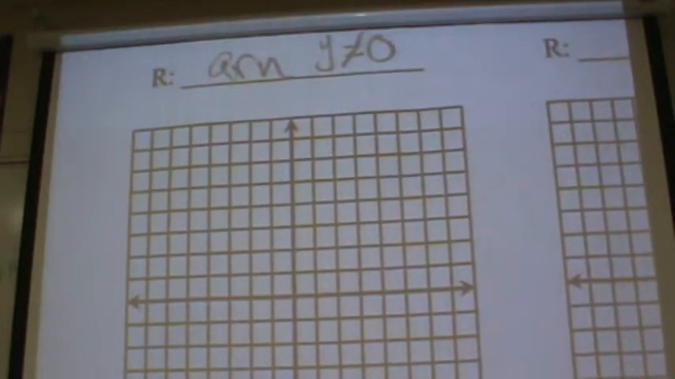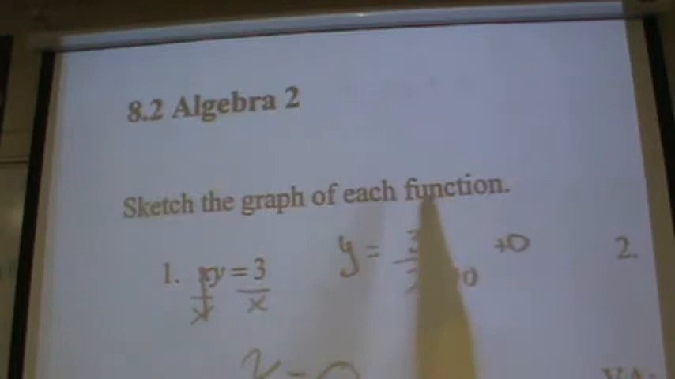Right, does anyone remember the quadrants that it's going to be in when the top number is positive? 1 and 3. 1 and 3, right. So it's a vertical stretch by 3. Will that line ever touch the x-axis? No. No, but it'll get closer to it.